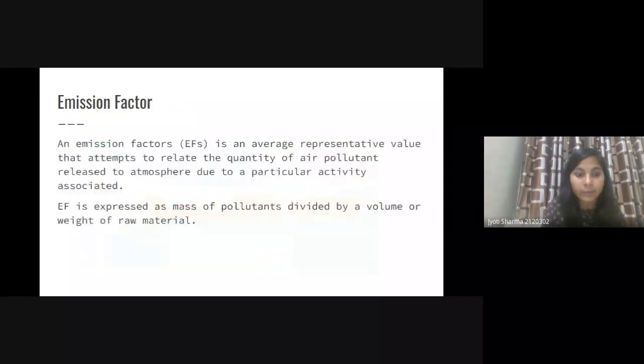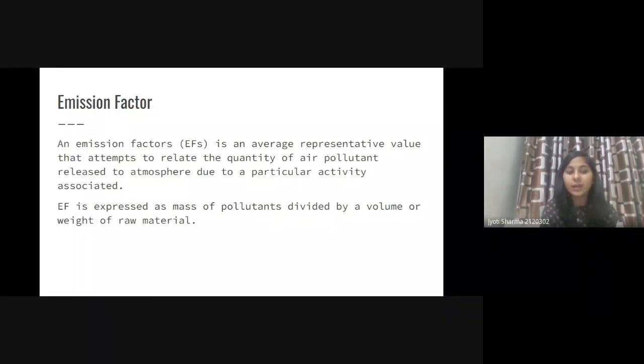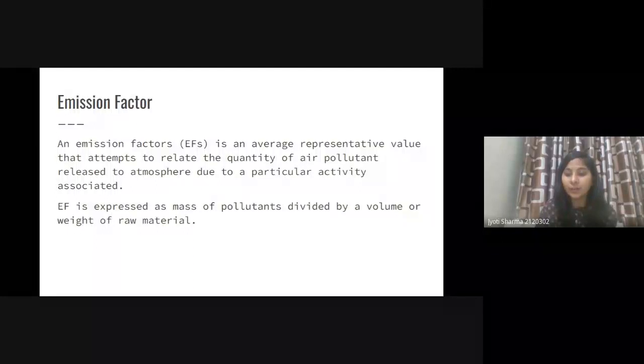So emission factor is the average representative value that attempts to relate the quantity of air pollutant released to the atmosphere to a particular associated activity. And this may be expressed as mass of pollutant divided by a volume or the weight of the raw material.